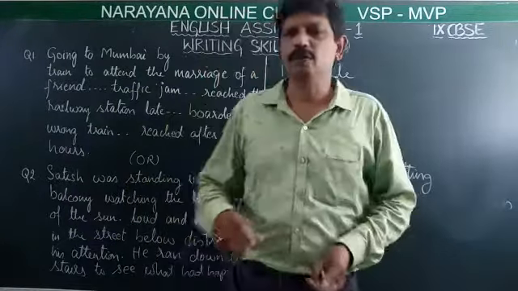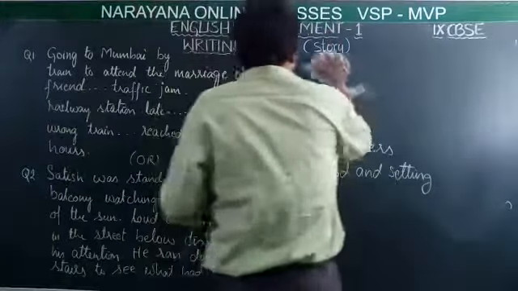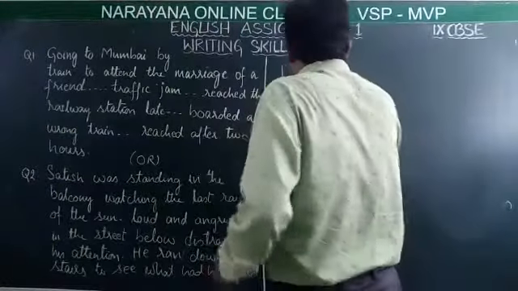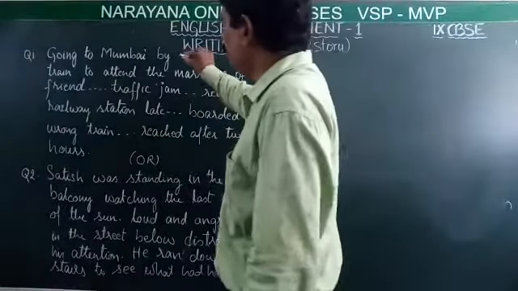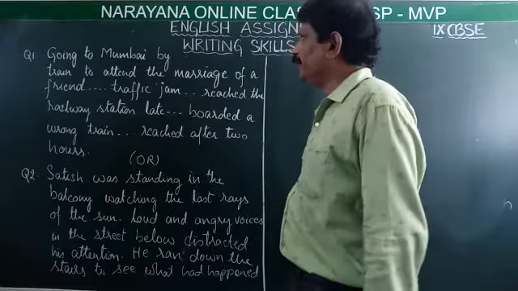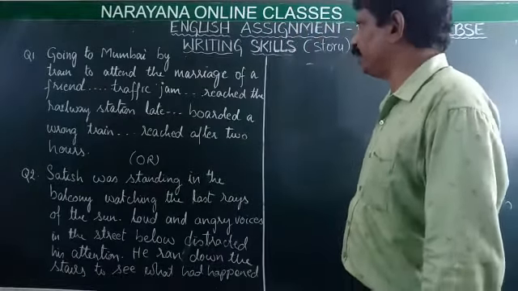Now let us see a few things. Two questions are there in today's assignment and I am going to read these two questions for you. First one: Going to Mumbai by train to attend the marriage of a friend.